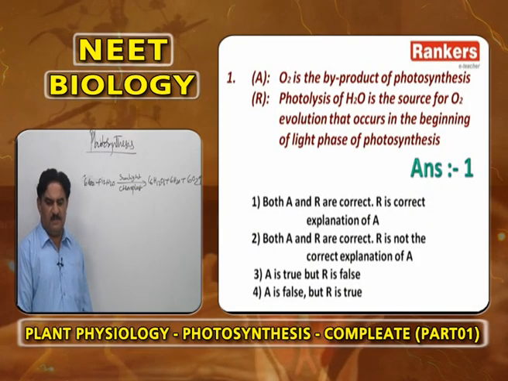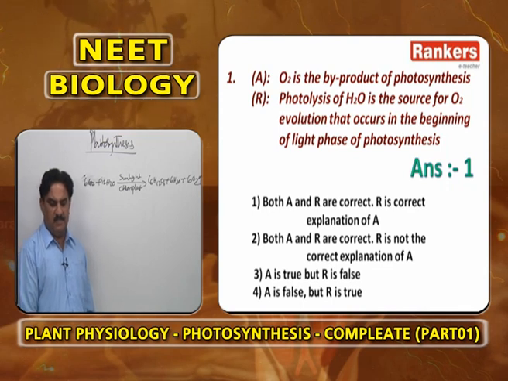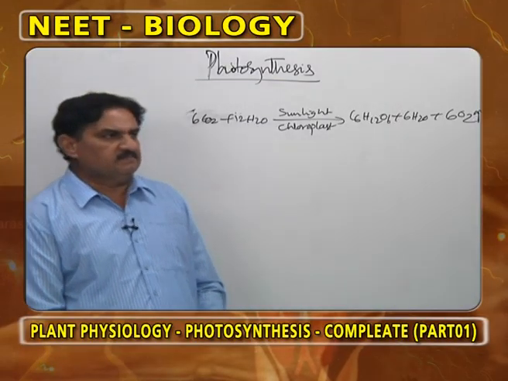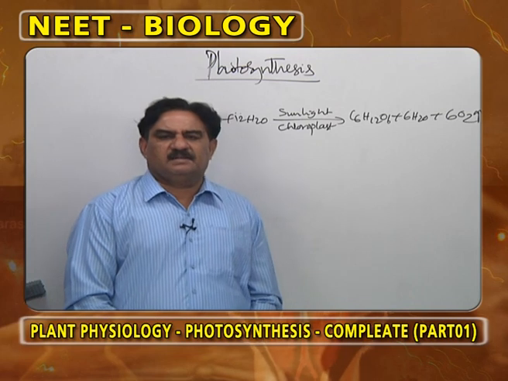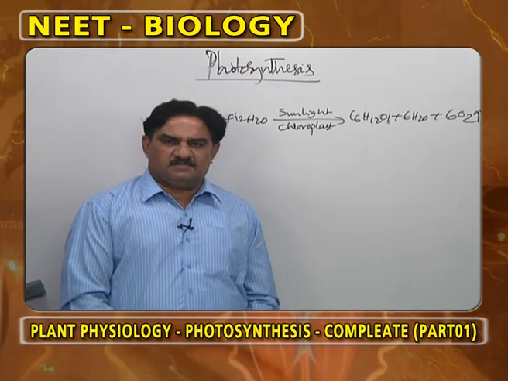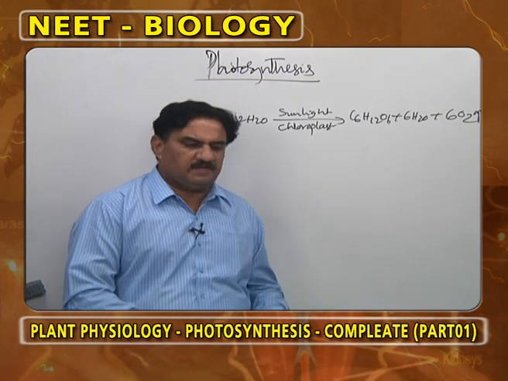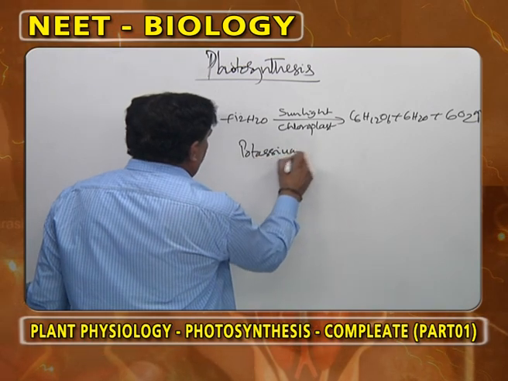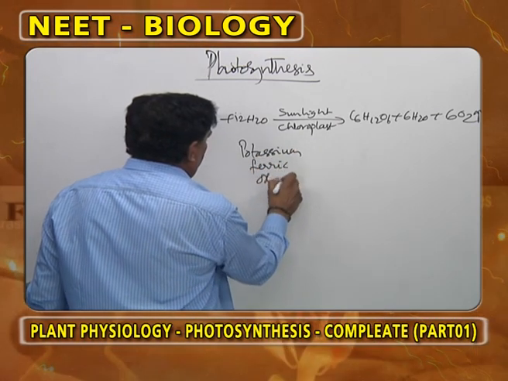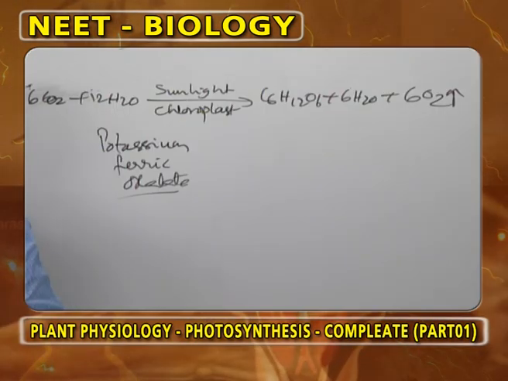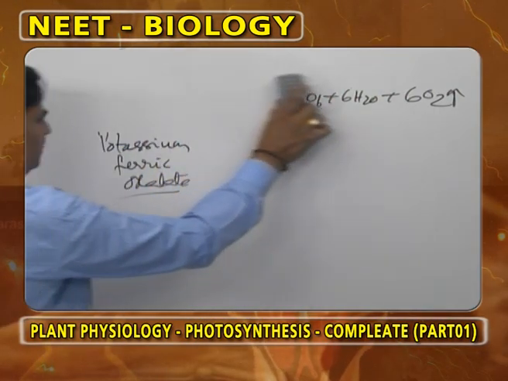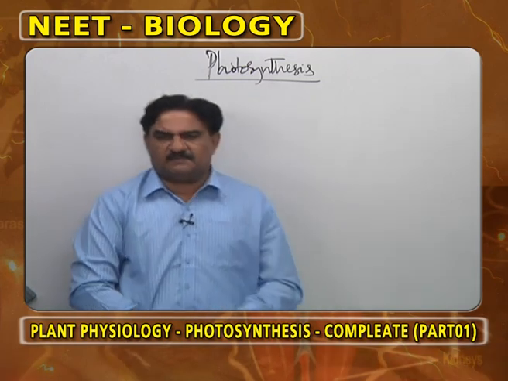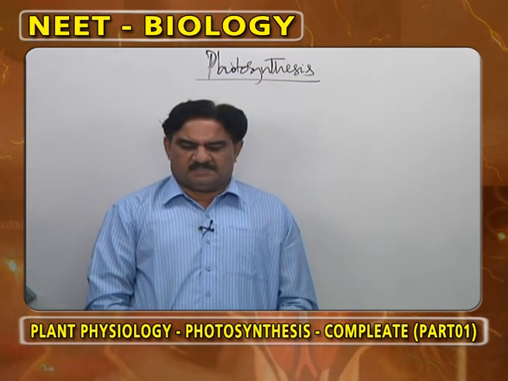Photolysis of water is the source for oxygen evolution that occurs in the beginning of light phase of photosynthesis. First step in light phase itself is photolysis of water or Hill reaction. Hill proposed that whenever a chloroplast is isolated and sunlight is exposed on it, the conditions are complete absence of carbon dioxide but in the presence of a hydrogen acceptor. The hydrogen acceptor used by Robert Hill is potassium ferric oxalate. In these conditions, the isolated chloroplast exposed to sunlight liberates oxygen. In the complete absence of carbon dioxide, it is liberating oxygen, means definitely it is coming from water.